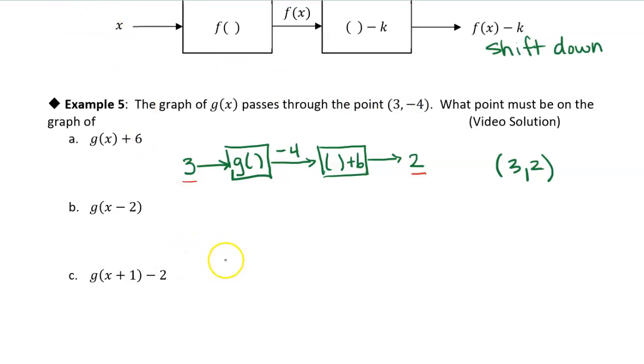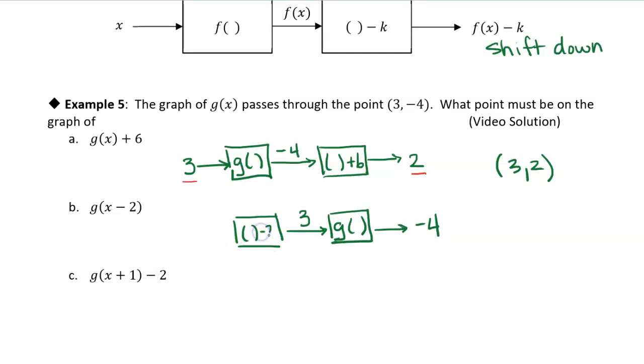All right, so now we have an inside change. So g of x still works the way we're told it works, right? If this is our g function, and we know that if we put a 3 in, we're going to get a -4 out. That's the only thing we know about g of x. But now we're modifying the input, right? So we take whatever the input is and we subtract 2 from it. So we want the output to be 3 because that's the only input value that we know about for g of x.